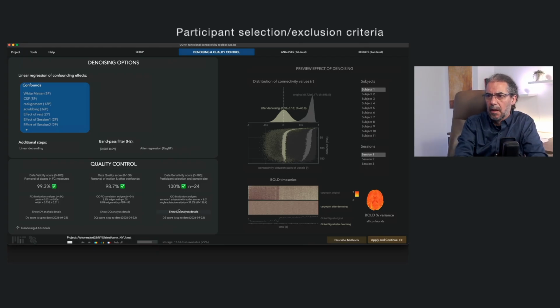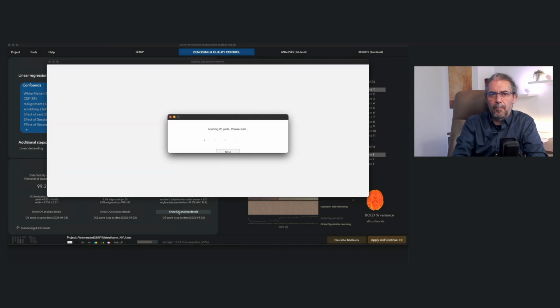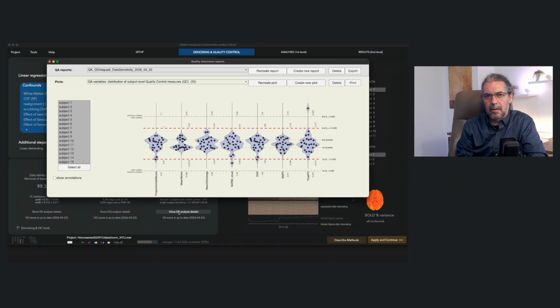If you click on the button Show Data Sensitivity Analysis Details, you will see the basis that conn uses to determine which subjects conn thinks that you may want to remove from your sample or not. What it does is look at the quality control measures for every individual subject, a number of measures, and try to identify subjects that show outlier values in any of these measures. So, for example, in this analysis, it's looking at the proportion of valid scans for every subject.